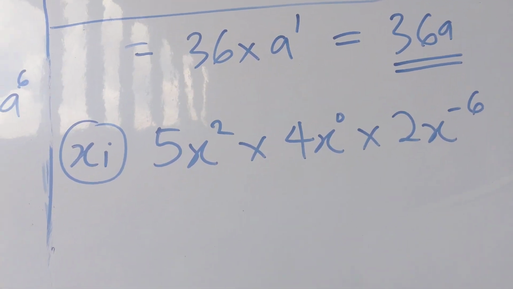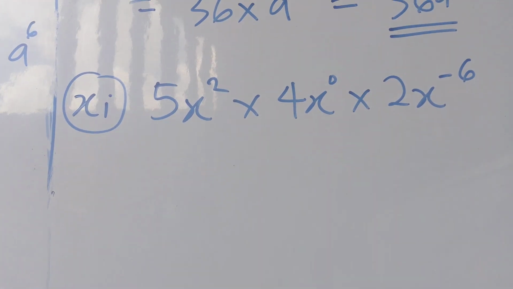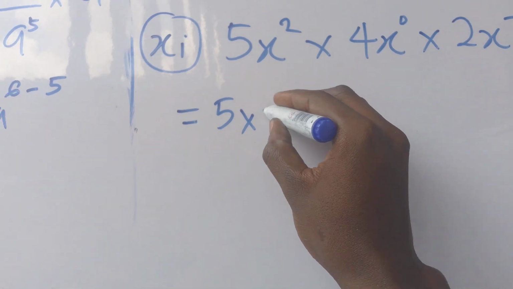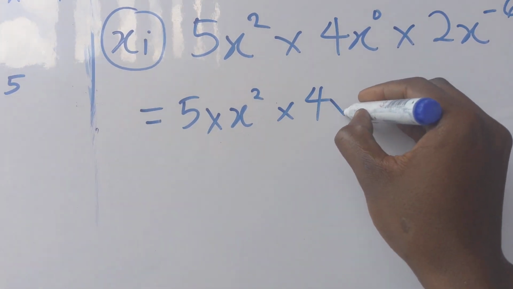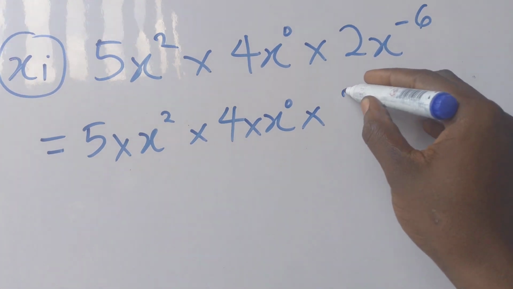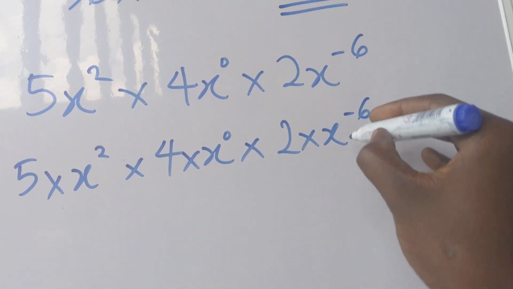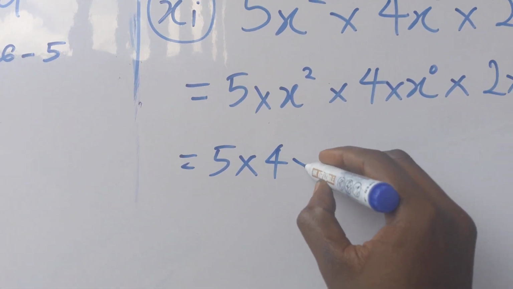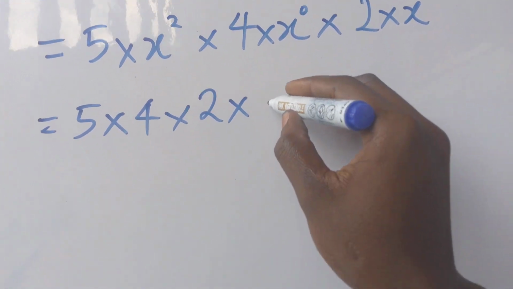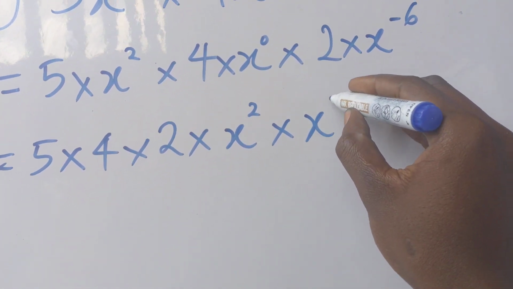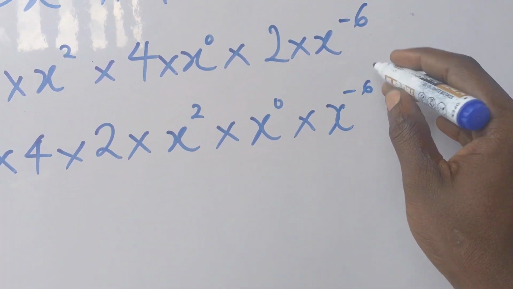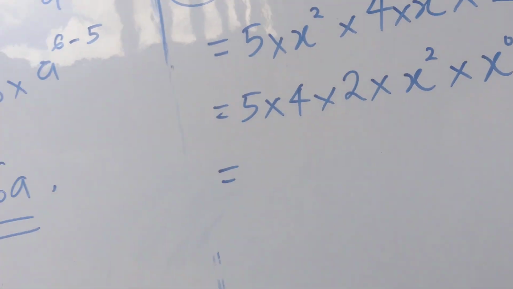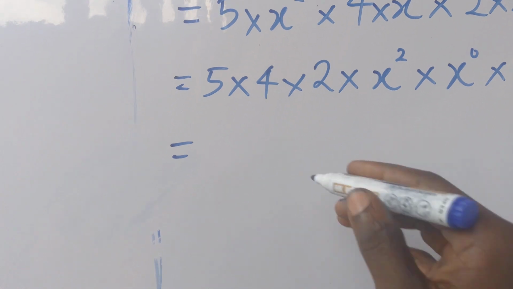So the question continues. We have 5x raised to the power 2 times 4x raised to the power 0 times 2x raised to the power minus 6. So this is equal to 5 times x raised to the power 2 times 4 times x raised to the power 0 times 2 times x raised to the power minus 6. Okay, so by separating this now, this will be equal to 5 times 4 times 2 times x raised to the power 2 times x raised to the power 0 times x raised to the power minus 6. So 5 times 4 is 20, 20 times 2 gives me 40.